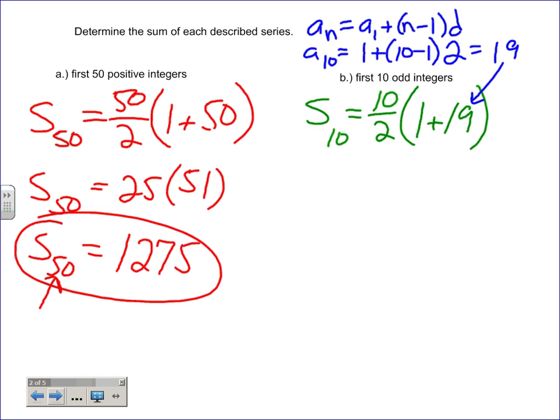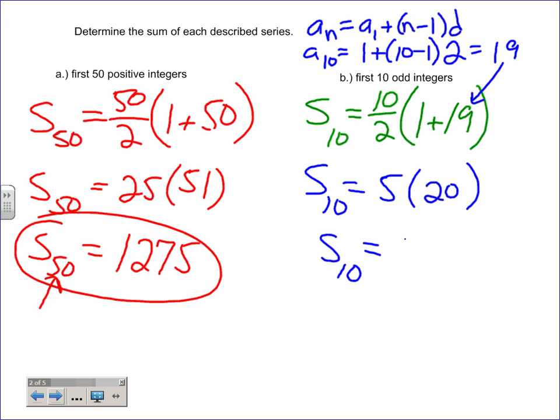So that's sometimes how you can find that last term if you're not sure what it is. Let's face it, in the first problem here, we knew it was 50. But over there, 19 was a little bit harder. But now that we found that, this problem really isn't that hard at all. We take 5 times 20, and we found out that the sum of those 10 terms is 100. Any questions on that? All right.